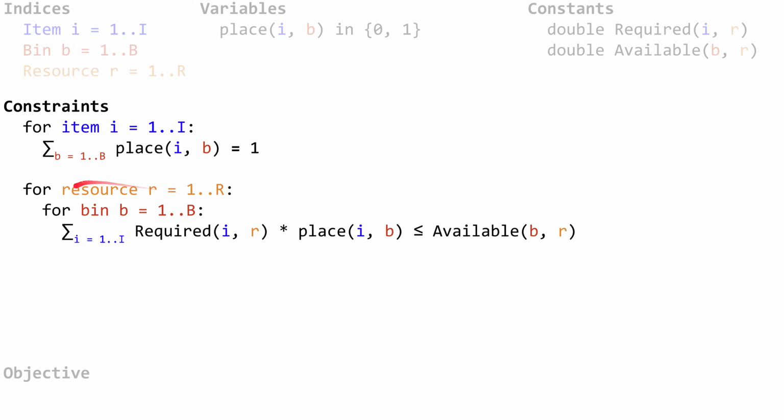And then for every resource and for every bin, the amount of consumed resource at the bin, so this is just a sum over all placed items times how much resource it consumes, has to be lower or equal than the amount of resource available in that bin.